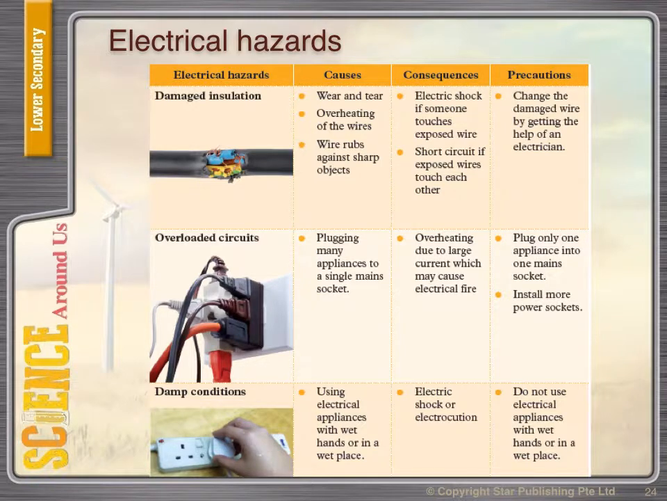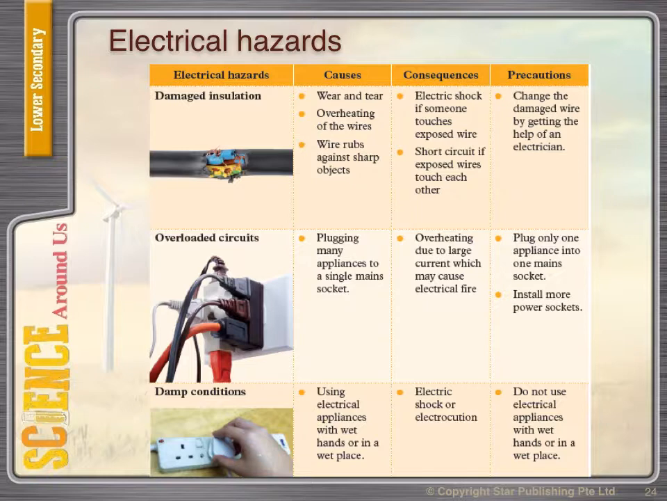Okay, damaged insulation means that there's wear and tear, overheating of the wires. Okay, there's friction, and somehow the copper wires are exposed inside. So what happens if somebody touches the exposed copper wire? There will be an electric shock. So what you should do is replace the wires with the help of an electrician and stop using the electrical appliance.